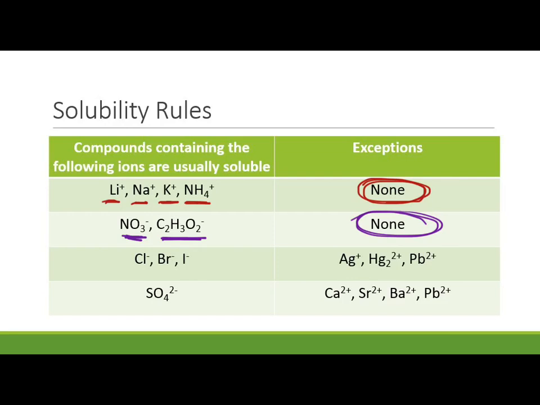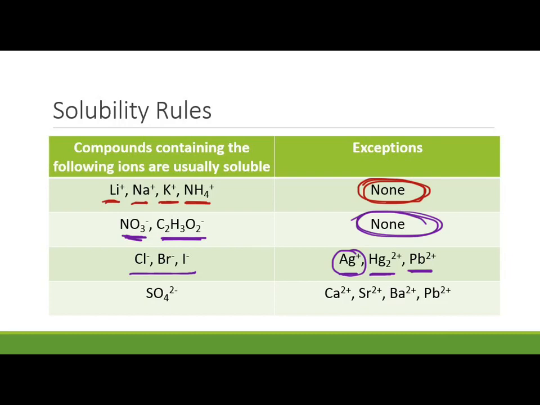Well, if it's one of the halides, these halogen ions here, so chloride, bromide, iodide, then it's typically soluble, but there are a few exceptions. If it happens to be paired up with silver, mercury, or lead, then it's not going to be soluble. So something like strontium chloride would be soluble. Silver chloride, not soluble, right? So if it's a chloride, bromide, or iodide, check and see if it's one of the exceptions. If it's an exception, it's not going to be soluble. Otherwise, you can assume, for this course at least, that it's going to be soluble.